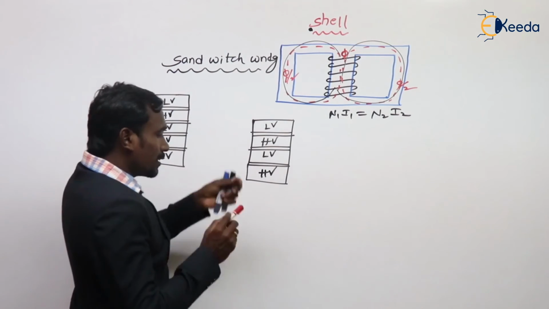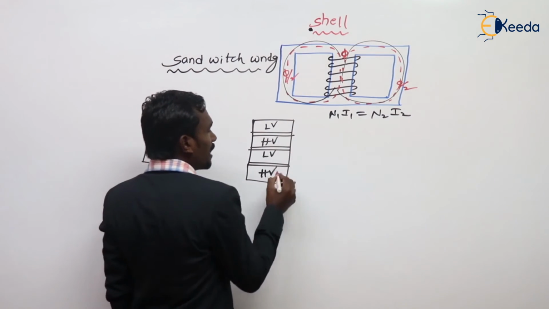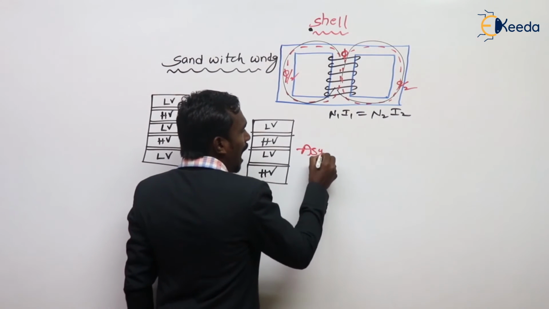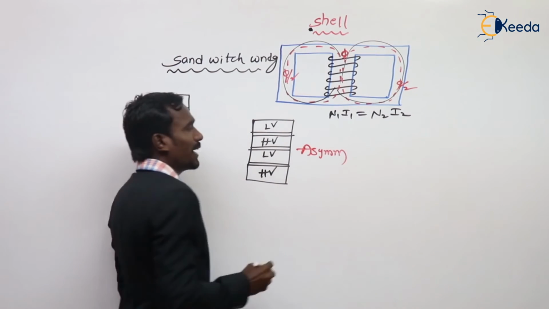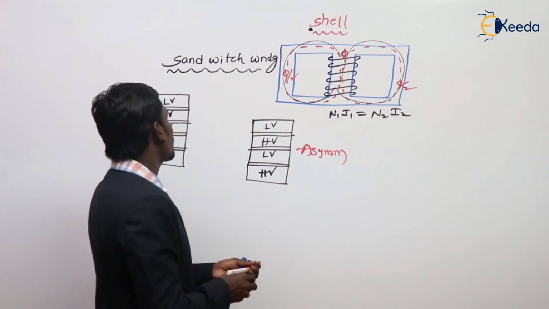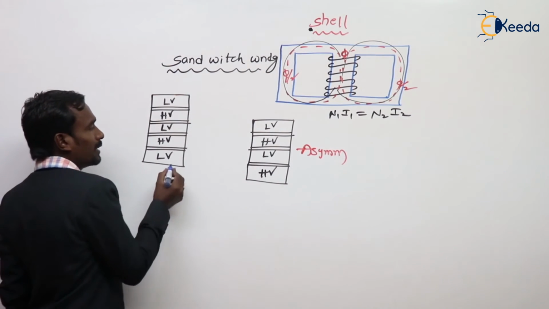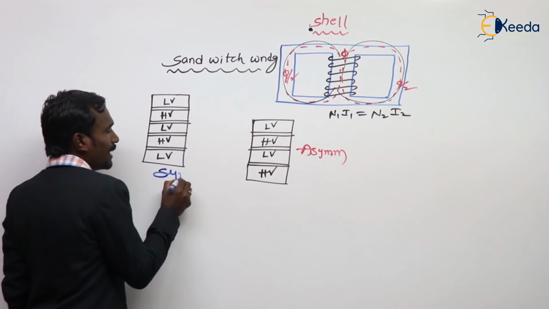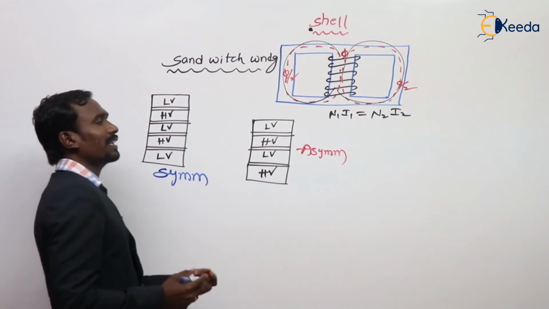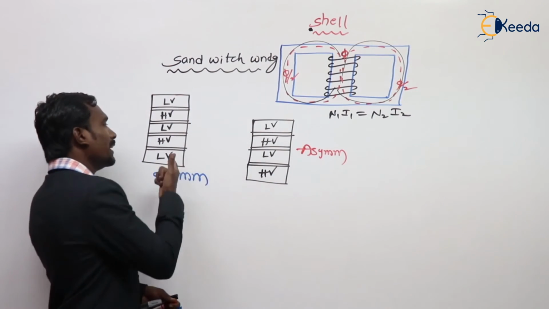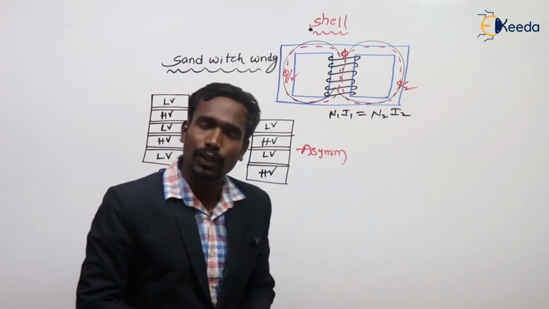If the top and bottom layers are not the same, that winding is called asymmetrical sandwich winding. If the top and bottom layers are the same, that winding is called symmetrical sandwich winding. Asymmetrical sandwich winding and symmetrical sandwich winding.